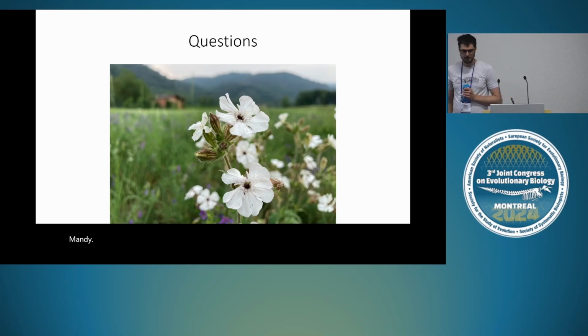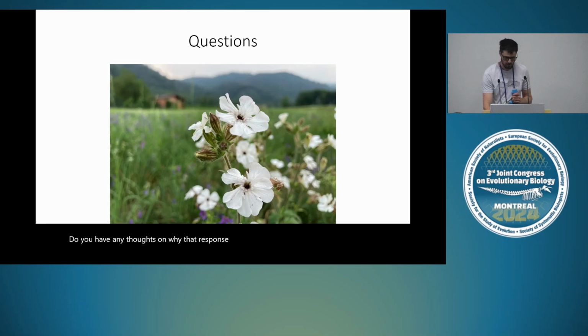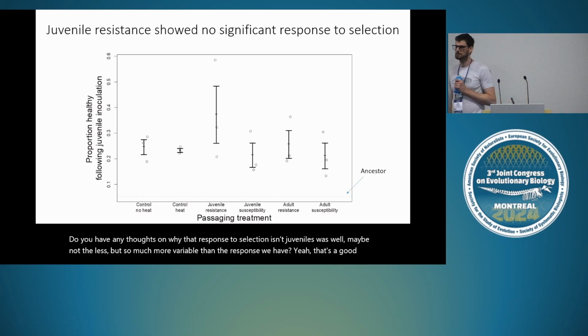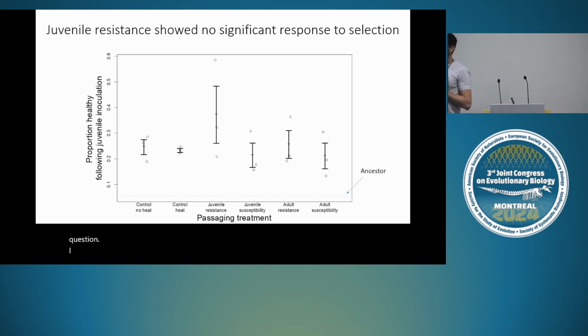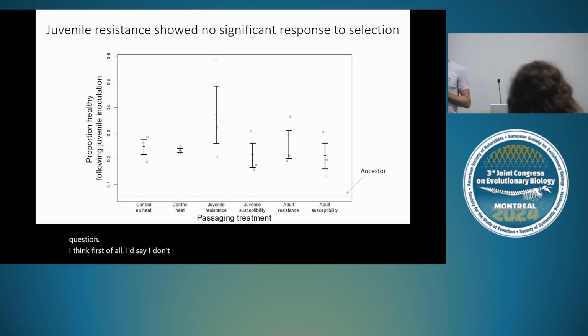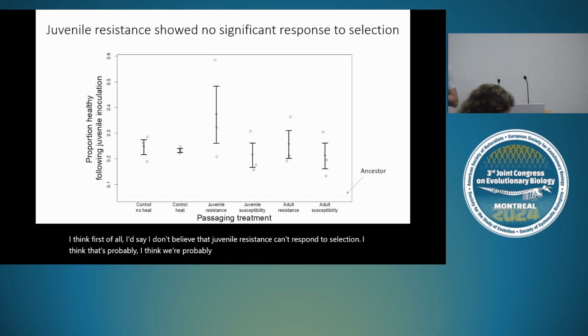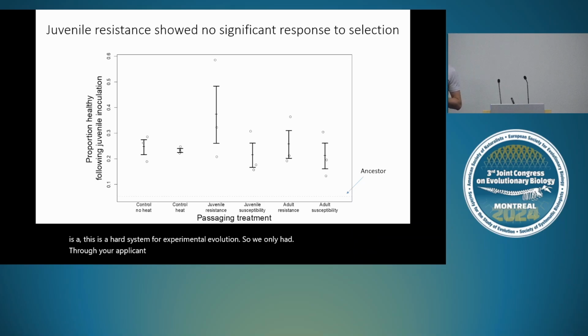Do you have any thoughts on why that response to selection in the juveniles was, well, maybe not less, but so much more variable than the response in the adults? Yeah, that's a good question. I think, first of all, I don't believe that juvenile resistance can't respond to selection. I think we're probably dealing with a power issue. This is a hard system for experimental evolution, so we only had 3 replicate populations and we only had 3 passages. So I'm not trying to make the conclusion that juvenile resistance can't evolve.